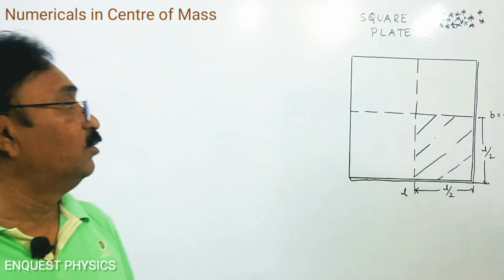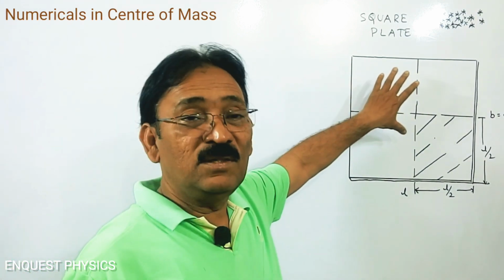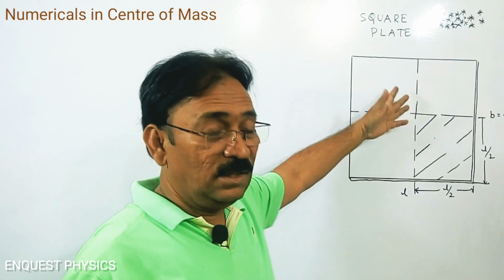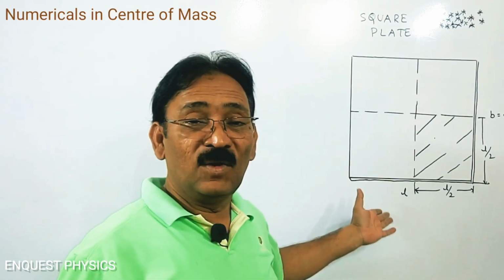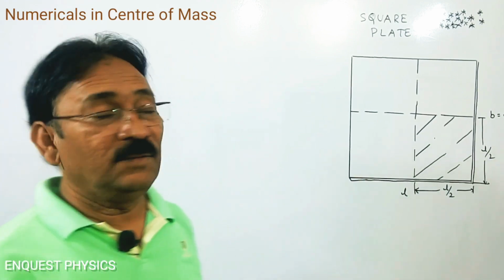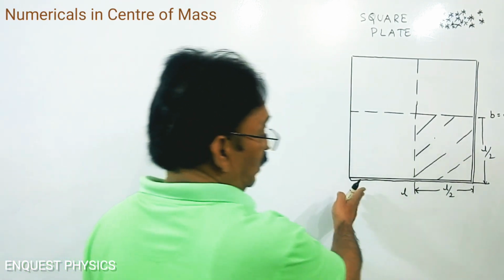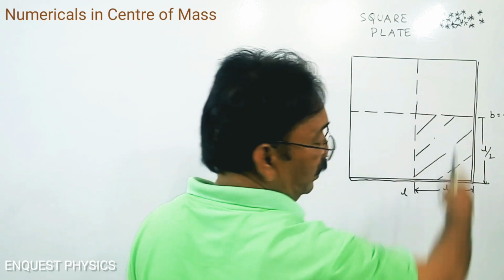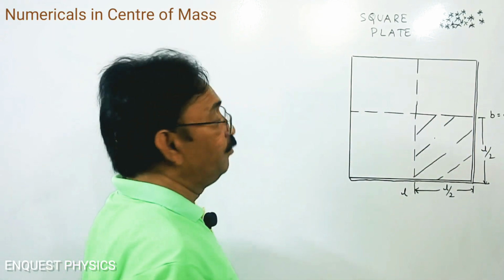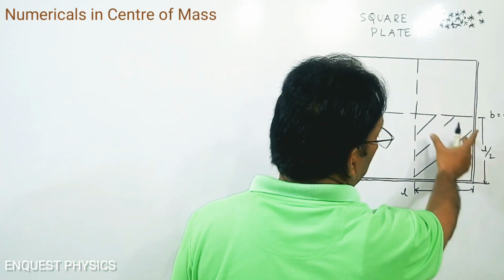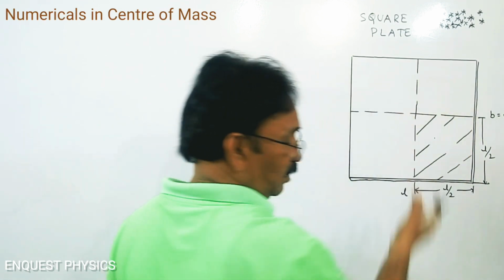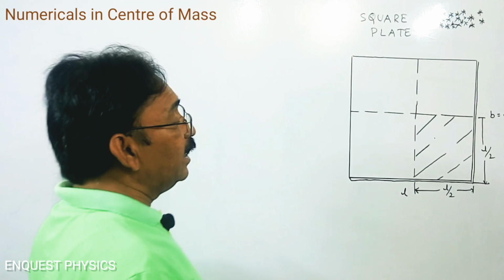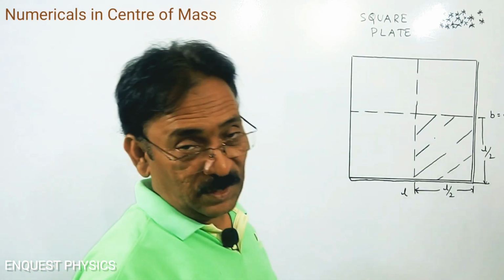I hope you understood. It is a square plate, students, which has thickness T. It is made of material of uniform thickness as well as uniform density. Its length is L and its breadth is L, since it is a square plate. And a portion is removed from one of the edges, either from here or here or here, anywhere. He is asking us how the center of mass will shift.